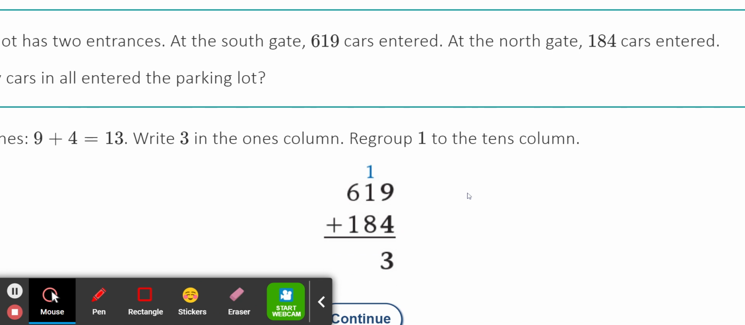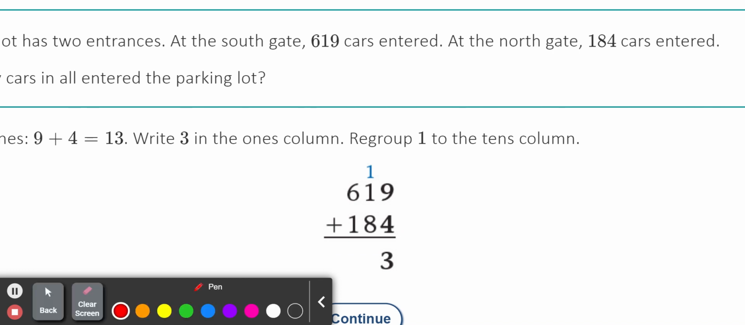Moving to the next column, we have our 1 on top that we brought over from the previous column. We got 1 plus 1 plus 8. So if I add 1 plus 1 plus 8, I get 10. So again, if I have a two-digit number like 10, I take the last digit, 0, and I write it right there. What happens to that 1? You carry it over and put it on top of the next column. Now we're going to go to the next column and finish up our problem.